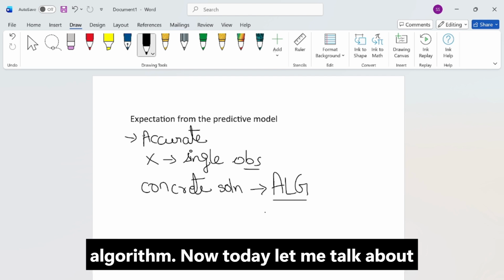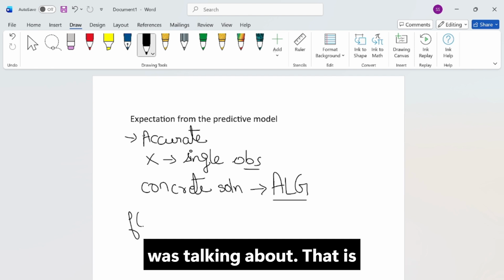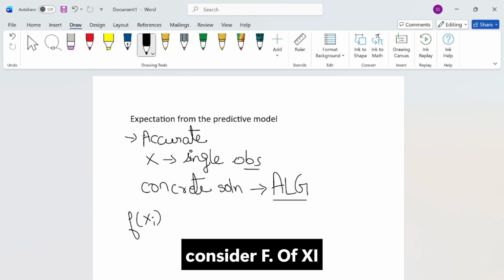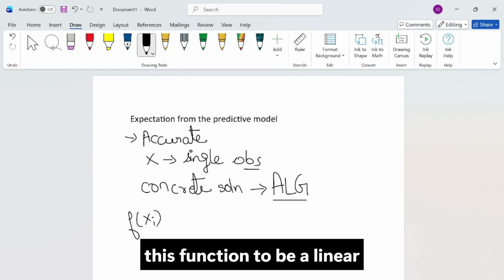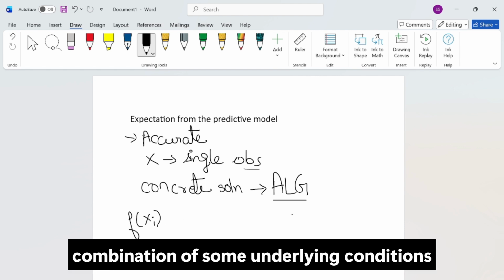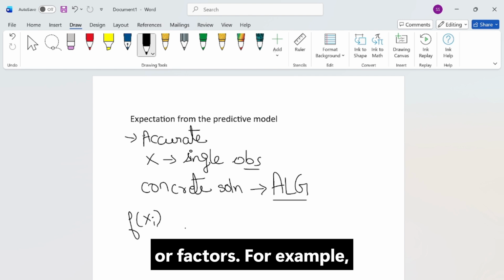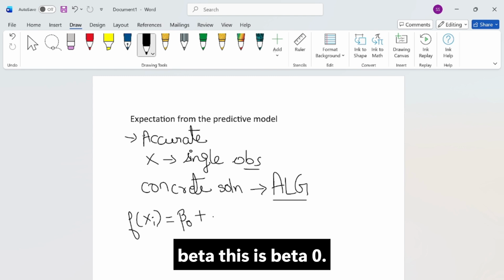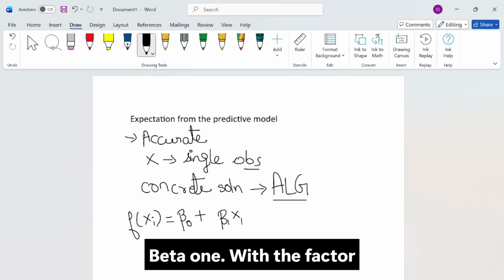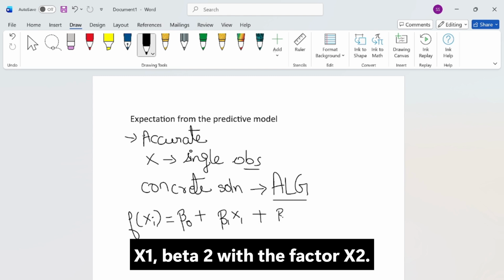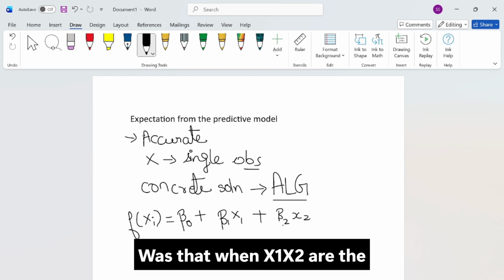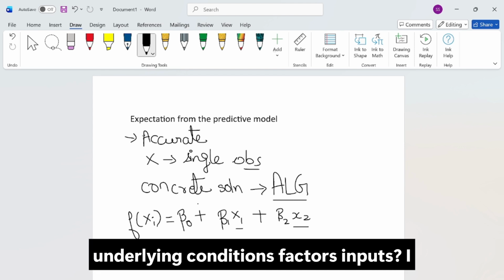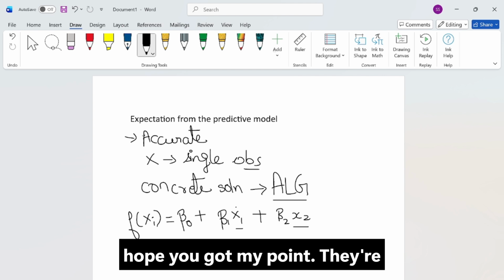Now today let me talk about a very basic form of this function which I was talking about. That is linear regression. Okay, so consider f of xi, this function, to be a linear combination of some underlying conditions or factors. For example, I express my function as a linear combination of these constants: beta 0, beta 1 with the factor x1, beta 2 with the factor x2. Is that okay? Where x1, x2 are the underlying conditions, factors, inputs.